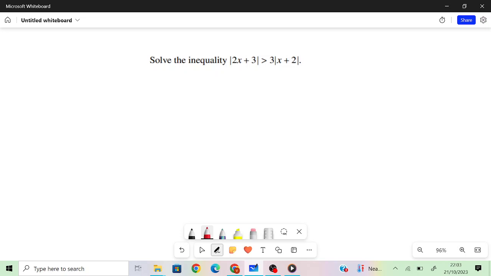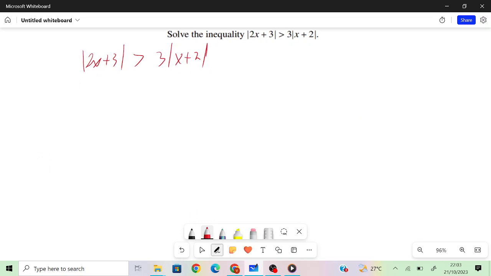So the first example, I have modulus of 2x plus 3 greater than 3 into x plus 2. So the first method, which is squaring both sides, I'll just rewrite this with brackets: modulus of 2x plus 3 greater than 3 into x plus 2. And as I said, squaring both sides, self-explanatory, we square both sides. So we square this, and we square all of this, not just x plus 2, but everything.